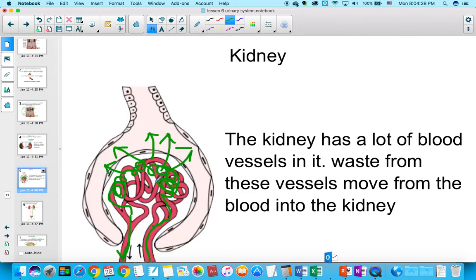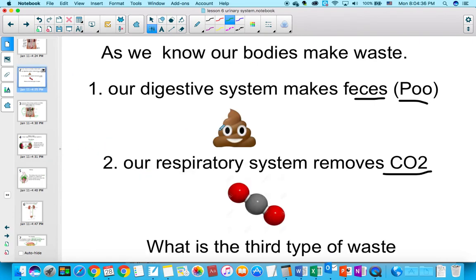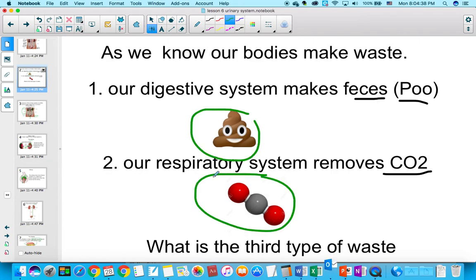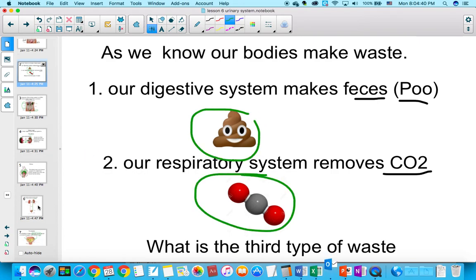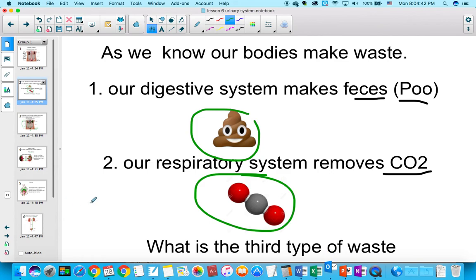You need to know that you want to increase surface area. The blood vessels want to increase surface area so that they can pull out as much waste as possible. You need to know the 3 types of waste: feces, carbon dioxide, and urine. And that's basically it. It's a relatively short lesson.